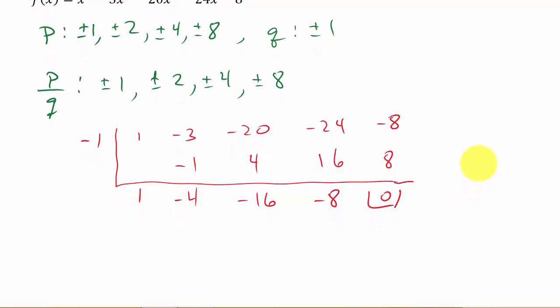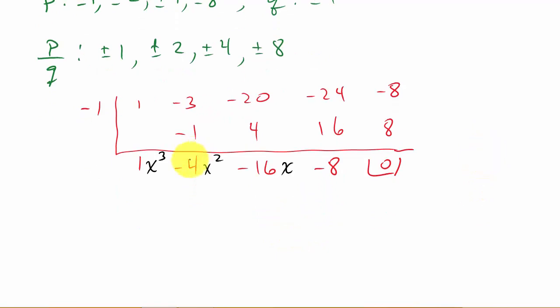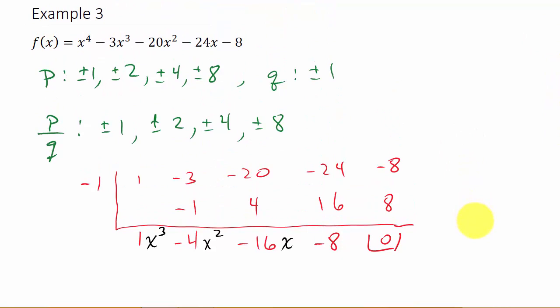Alright, so what does this mean? Well, remember, this was x to the 4th, and when we did the synthetic division, that gives me x cubed minus 4x squared minus 16x minus 8. So basically what it does is it takes this polynomial and factors it into x plus 1 times x cubed minus 4x squared minus 16x minus 8. See, this right here is a 0. This is one of the factors.